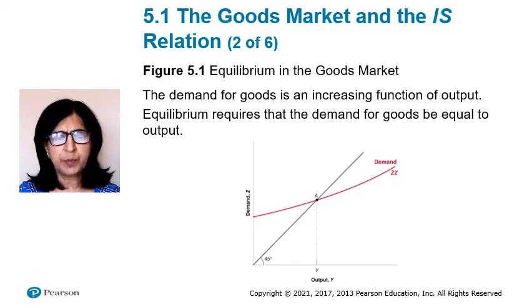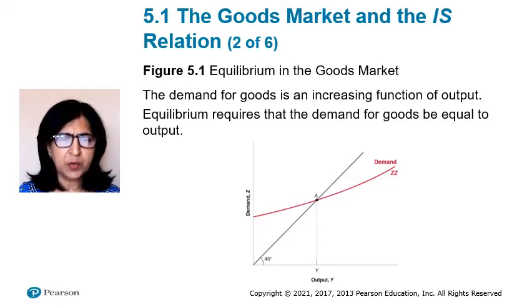Determining output using the Keynesian cross diagram. As before, measure the demand for goods Z on the vertical axis and income and output Y on the horizontal axis. Demand is an increasing function of output for two reasons. One, an increase in output leads to an increase in income and thus to an increase in disposable income.